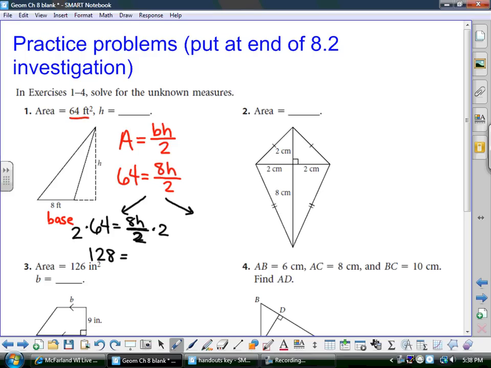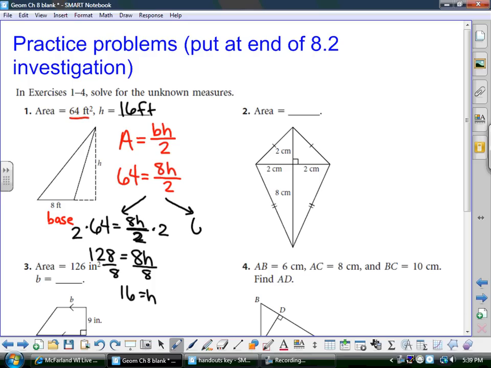Then we get 128 equals 8h. And we can divide both sides by 8 to get that the height is 16. We always want to put a label on our answer, so the height is 16 feet.